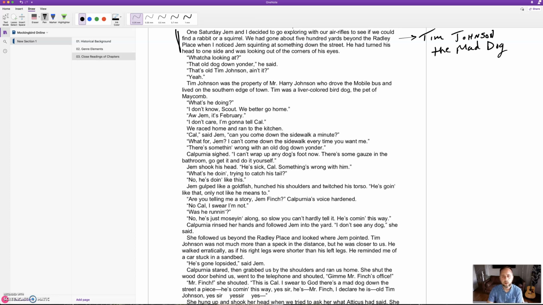Calpurnia thinks the dog got hurt, but Jem shook his head. "He's sick, Cal. Something's wrong with him." And we'll see what's wrong with him in a moment. And Scout says it's February because it wouldn't normally happen in February.